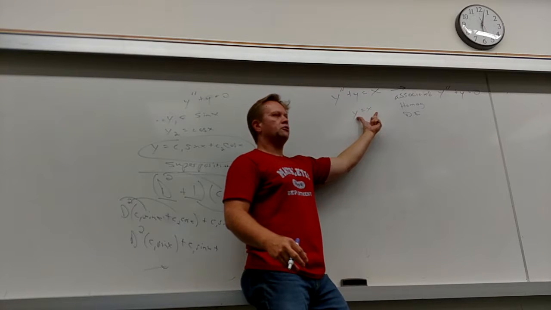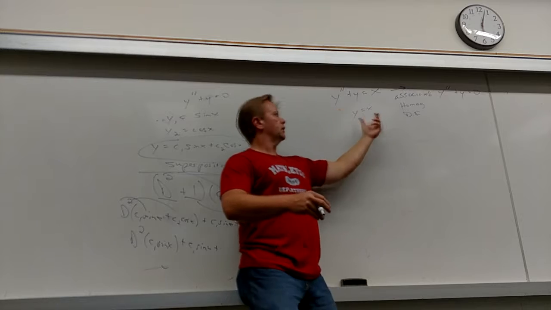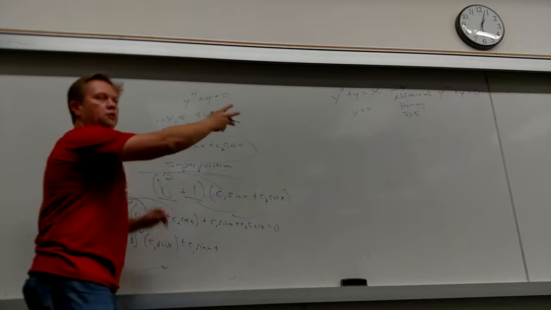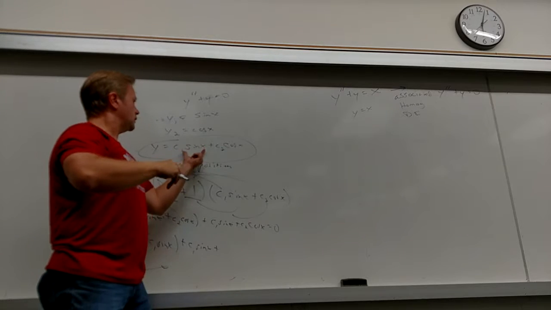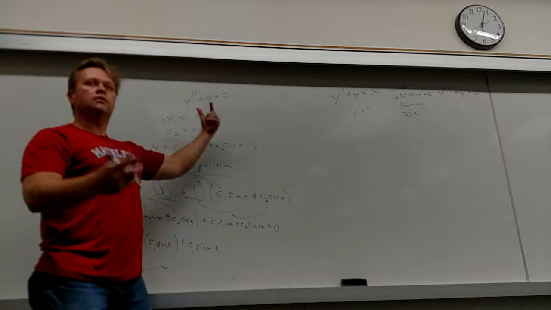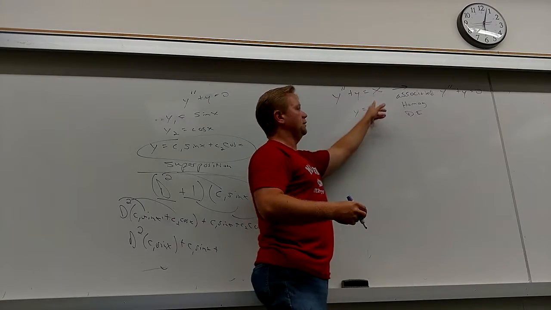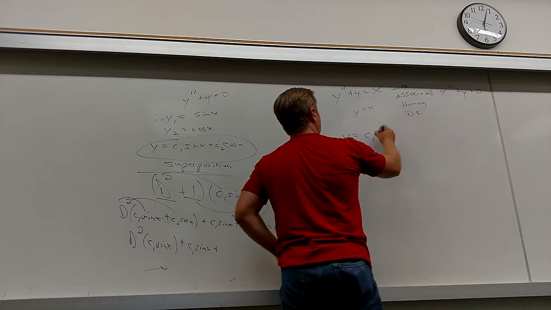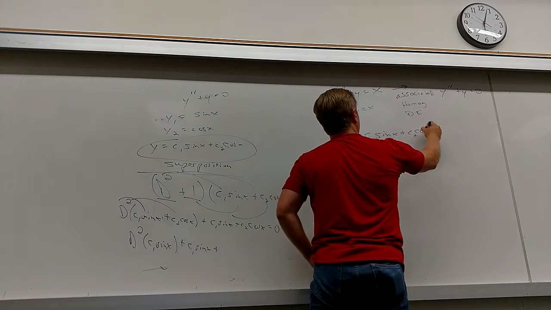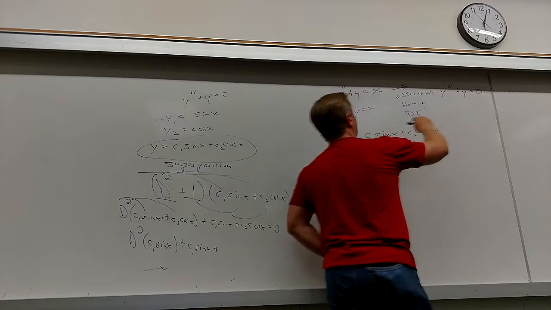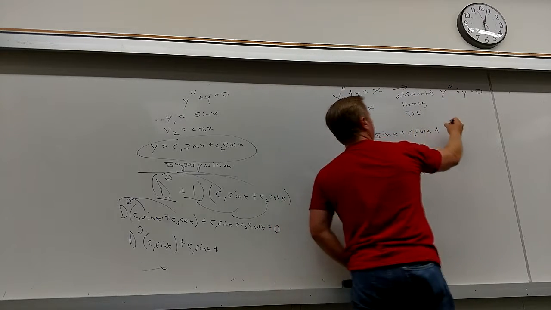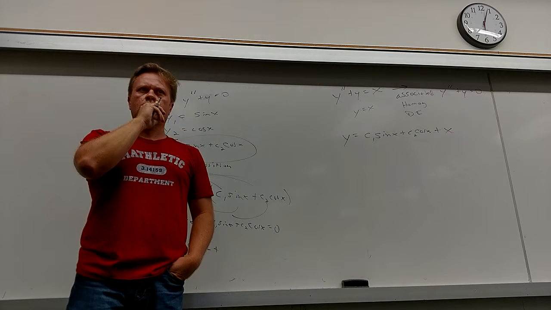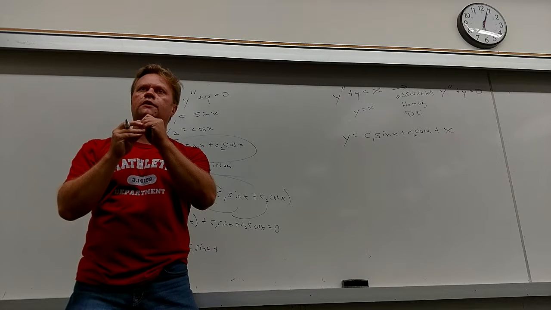Now I can make a more general solution by realizing if I just include these, it's still going to work. Because what do each of these make this come out to be? 0. And then this guy makes it come out to be x. So the actual answer is going to be c1 sine x plus c2 cosine x, plus x. So this is interesting. This is how you have to get a complete solution.